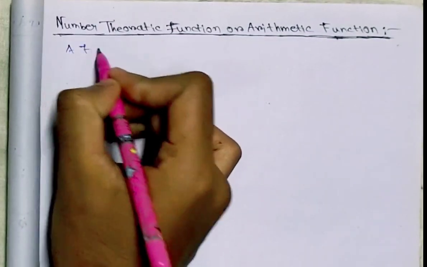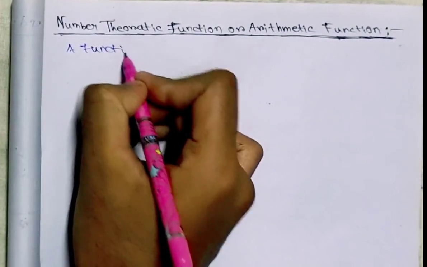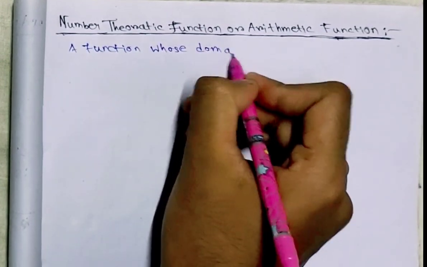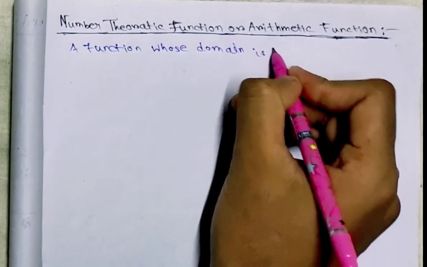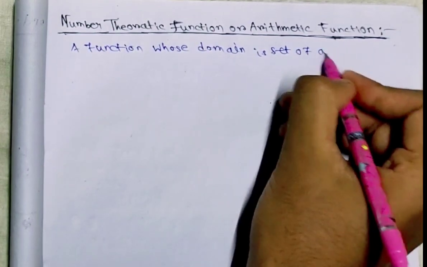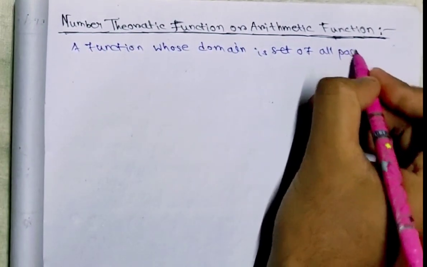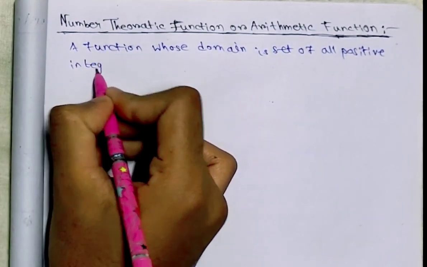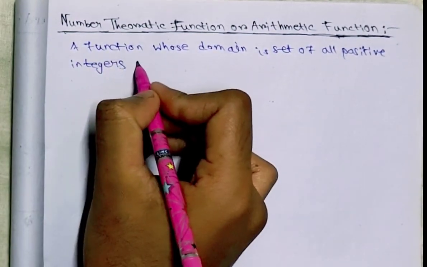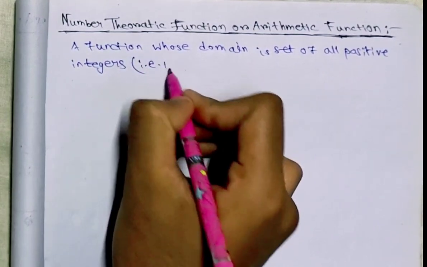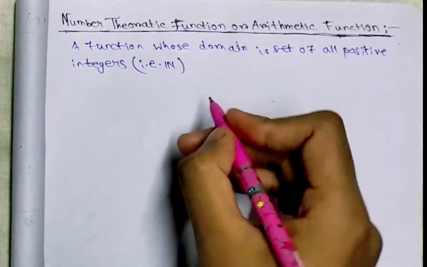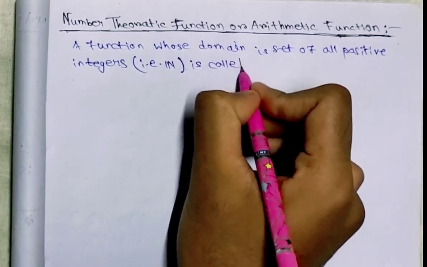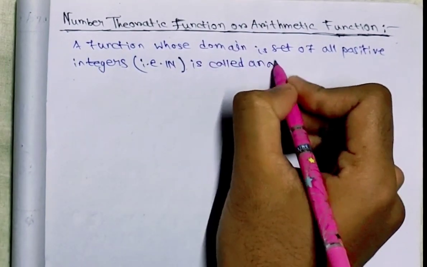A function whose domain is the set of all positive integers, मतलब कि नेचुरल नंबर का सेट, the set of natural numbers, is all positive integers, is called an arithmetic function.